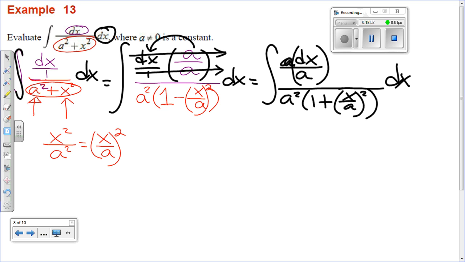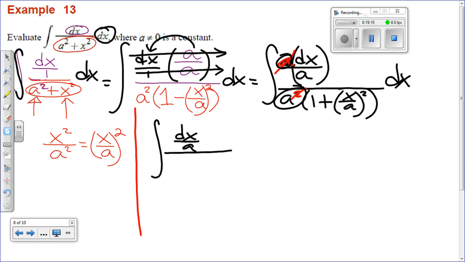Now what we're doing here is we're going to take this a and this a squared, and this a will cancel the a squared. So we're only going to have a at the bottom. So now we just have dx over a. Remember, this a was canceled. And then on the bottom, instead of a squared, we're going to have a. And then we still have 1 plus x over a squared. And it's all of that, of course, dx.